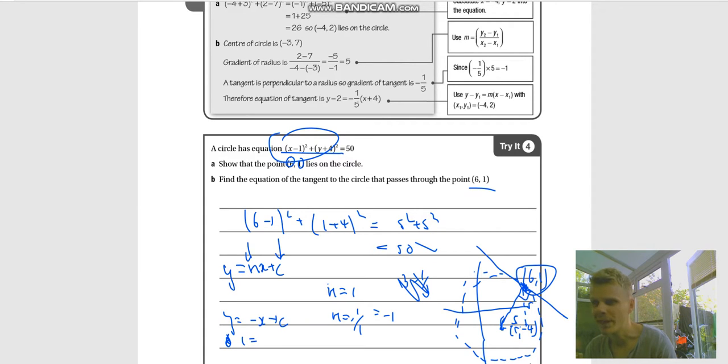Y equals 1 and x is 6, so you've got -6 plus c. So then c must be +7, or -6 add 7 equals 1. Okay, so the equation of my tangent is y equals minus x plus 7.